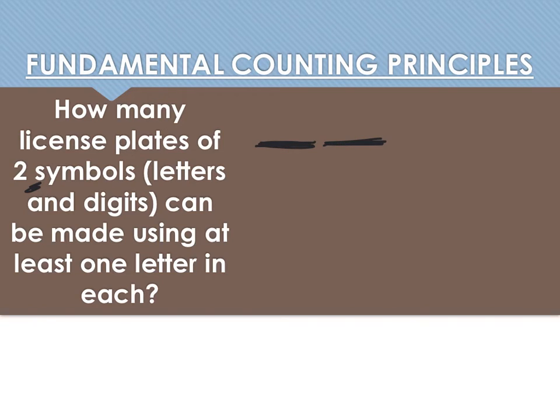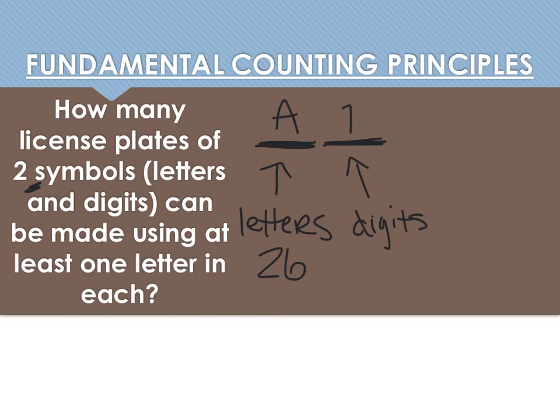So immediately we're thinking, okay, let's say we use letters here. This will be our letters. So for example, we could put A here. How many letters are there in the alphabet? 26. Okay? And then let's say we use digits here. And so I'll use 1. A1. How many digits are there that you could pick from? Well, there's 0, 1, 2, 3, 4, 5, 6, 7, 8, 9. So there's 10 of them.